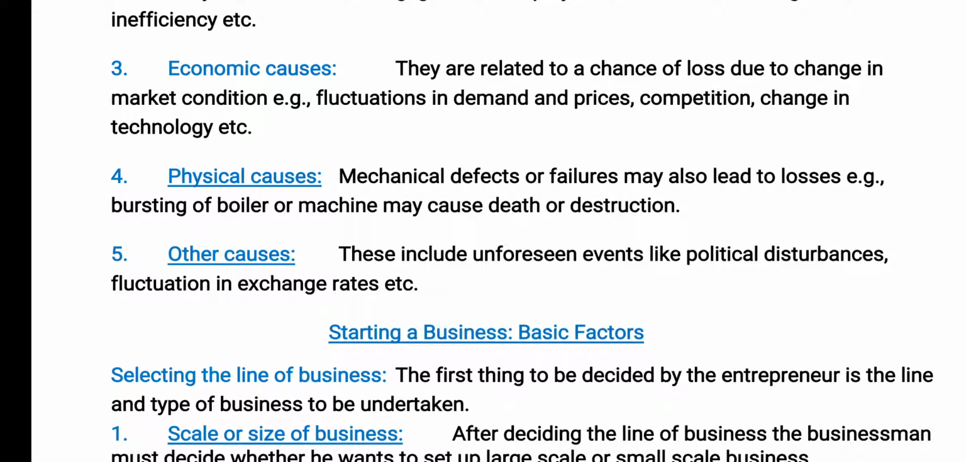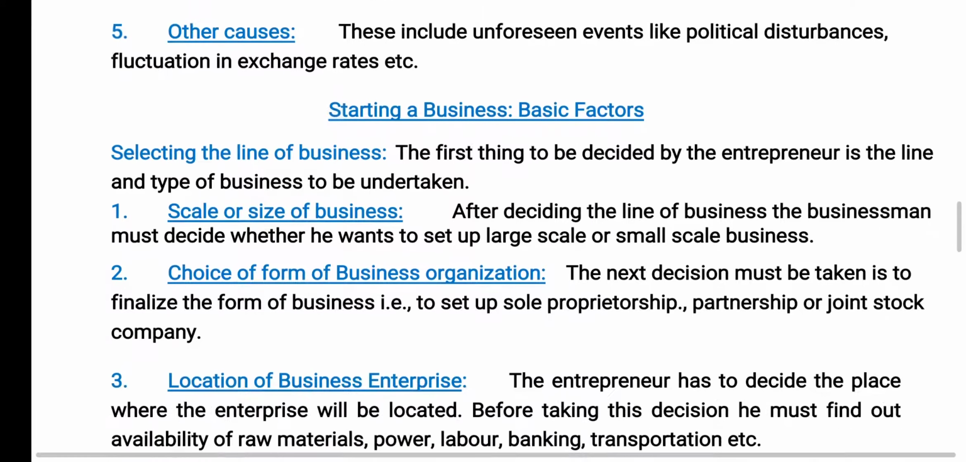Other causes can be like political disturbance, fluctuation in exchange rates which result due to the stock exchange market. So these are the few causes.